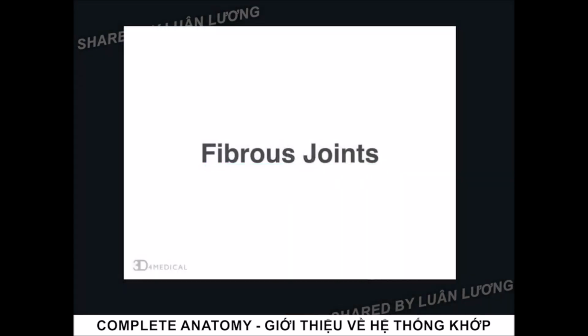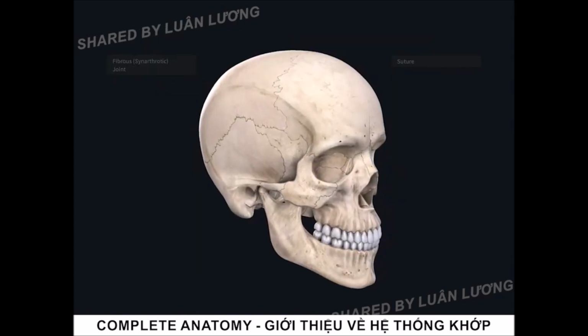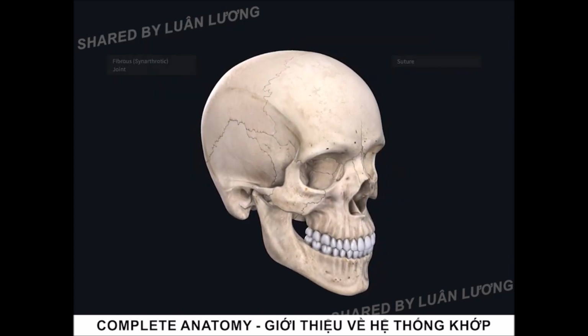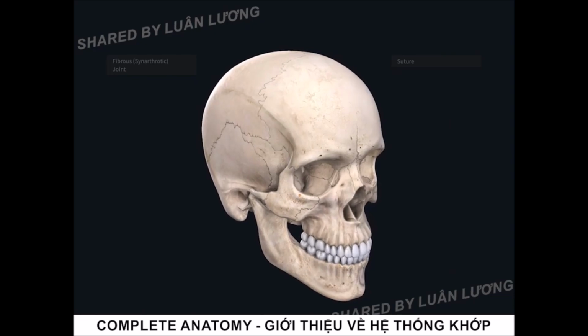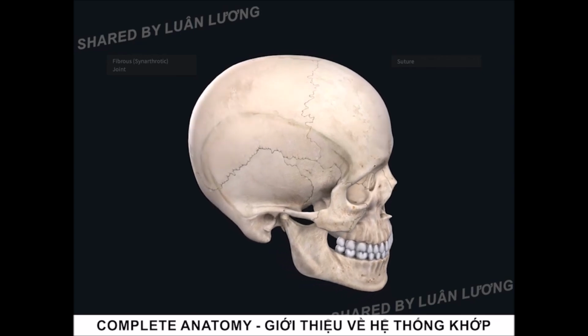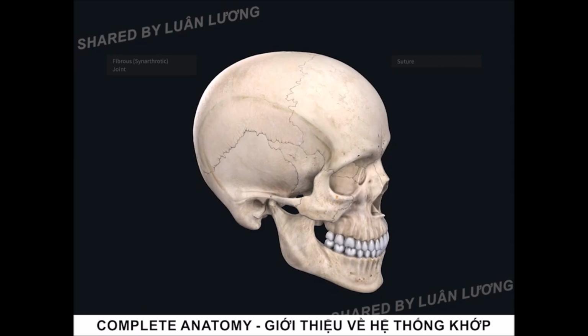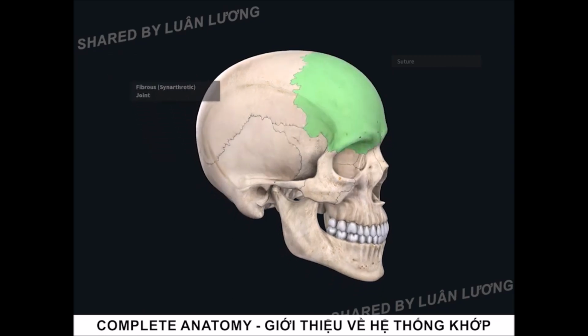Fibrous joints. Fibrous joints are connected by fibrous connective tissue, as its name would imply. Now, fibrous connective tissue is really strong, it's often quite dense and inflexible, and thus allows little to no movement. A fibrous joint is also known as a synarthrotic joint or a synarthrosis.